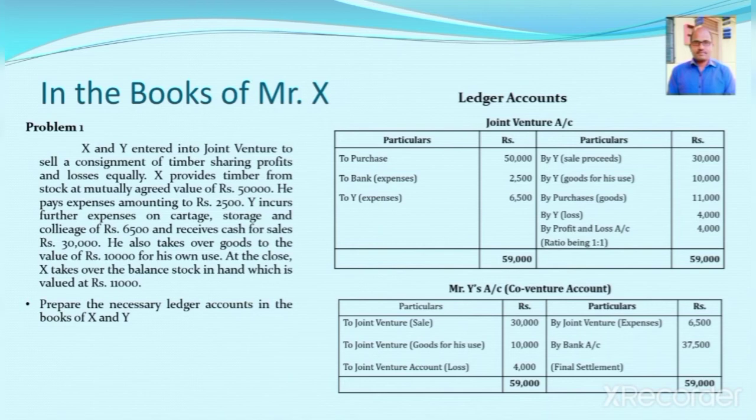Then again we have a loss that is debited to Mr. Y's account, 4,000. On the credit side, you can see 6,500 is the expenses incurred by Mr. Y, that is credited. So after closing this Mr. Y co-venture account, there is a debit balance of 37,500 which is paid to Mr. X, and therefore we have written by bank account. The balancing figure is treated as final settlement.